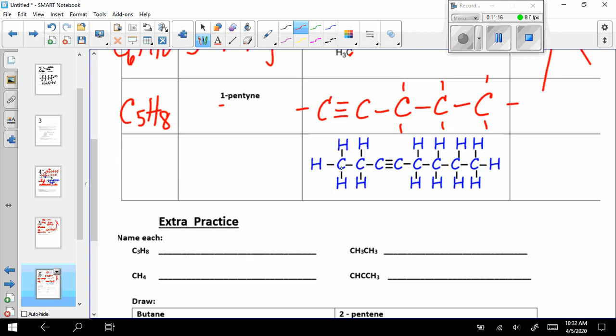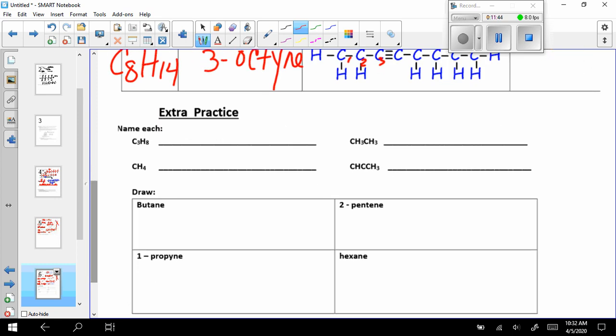All right, this one. 1, 2, 3, 4, 5, 6, 7, 8. So that tells me octyne. And then carbon 1, 2, 3. The third carbon is where the triple bond is. So C8. H, it would be 16, but minus 2 gives me 14. 1, 2, 3, 4, 5, 6, 7, 8, 9, 10, 11, 12, 13, 14. Perfect.